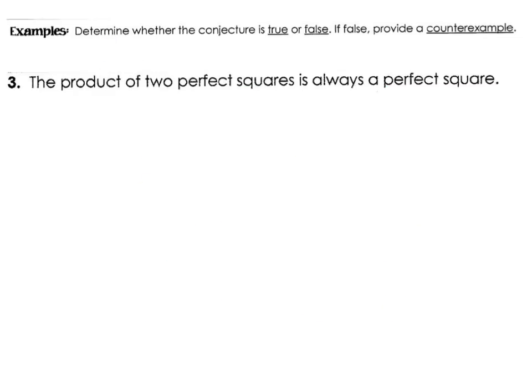All right, number 3. The product of two perfect squares is always a perfect square. First, let's dissect the wording of this problem. Product means we're going to multiply. Perfect squares would be 1 squared gives you 1, 2 squared gives you 4, 3 squared gives you 9, 4 squared gives you 16, 5 squared gives you 25. These are all perfect squares. We're saying if we multiply these together, it's always going to equal a perfect square.